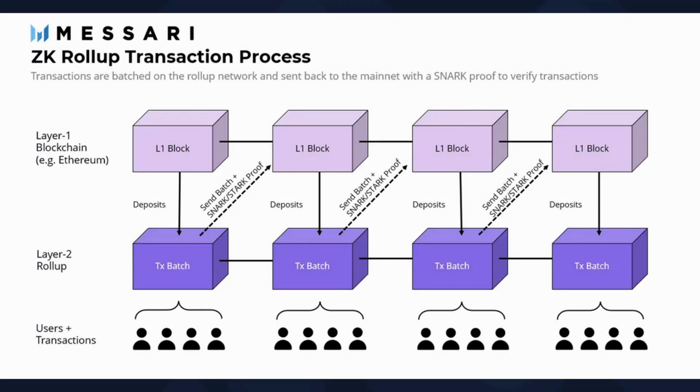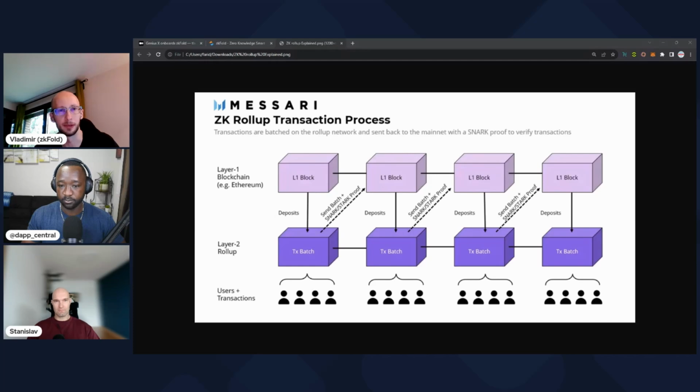Every transaction is proved on chain on layer 1, but the data is usually posted on layer 2. So this is how you can achieve really big throughput with low fees.